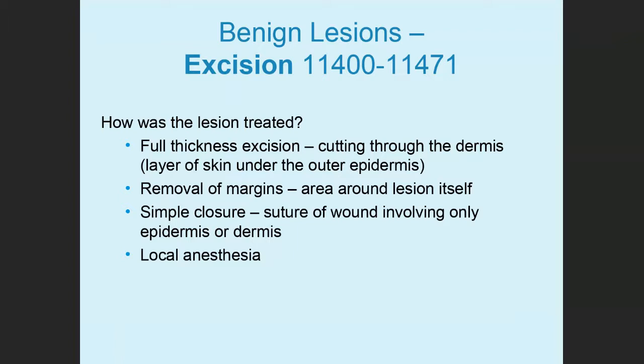For excision, the lesion is treated using full thickness excision, which goes through the dermis, the layer of skin under the outer epidermis. So it's full thickness through the dermis. It includes removal of margins, the area around the lesion, which I'm going to talk about more in a minute. Simple closure, which means suture involving only the epidermis or the dermis. And it also includes local anesthesia.